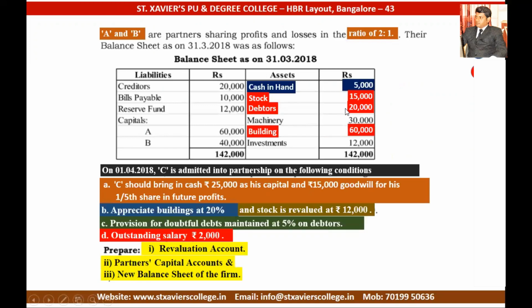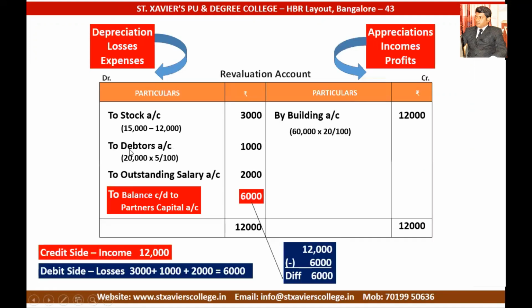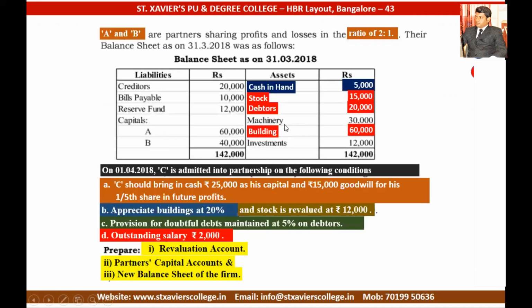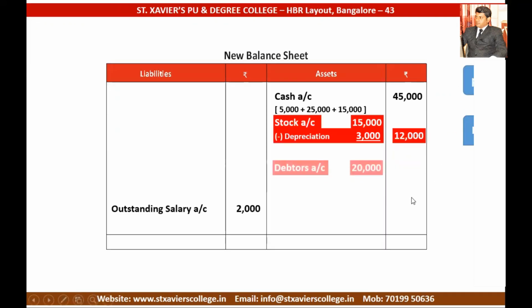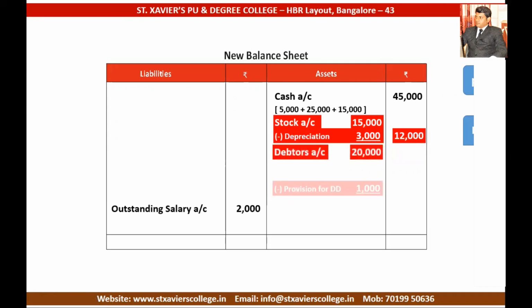Next entry we have debtors. Again there are debtors. On debtors we have a doubtful debt of 5%, that is 1,000. You can see here, debtors 1,000. There is a loss. I need to take the debtors. How much debtors? 20,000. Take debtors 20,000. How much is the doubtful debt loss? 1,000. How much is the difference we get? 19,000 after removing the losses.